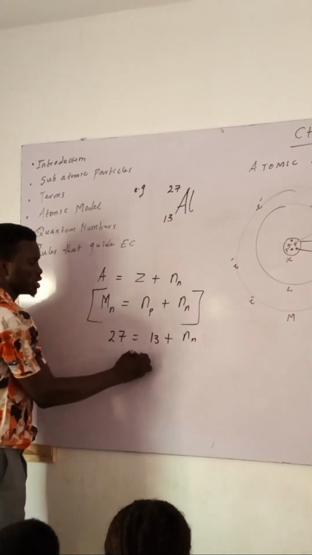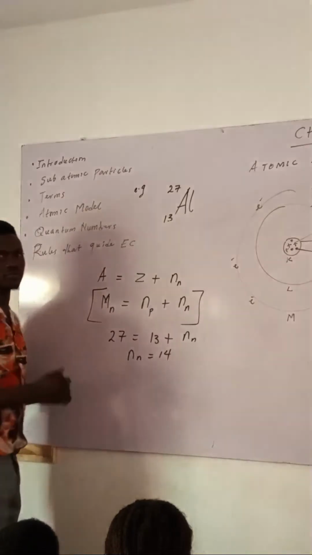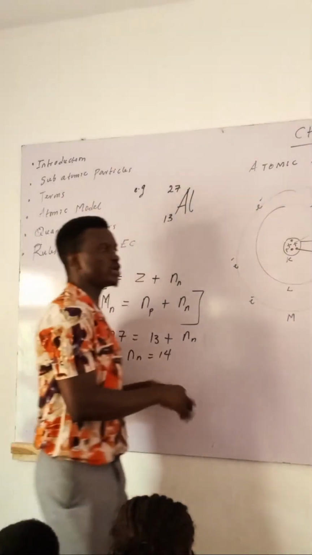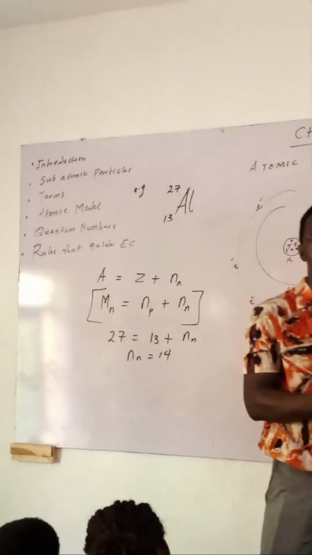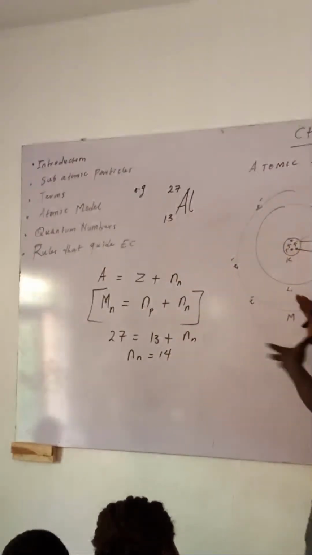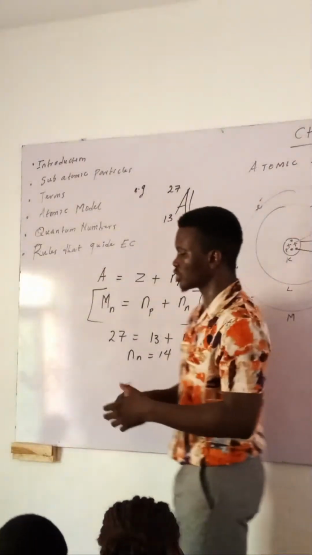So the number of neutrons is going to be 14. Is that taken? As we move on, you still see that there is a difference in what I'm talking about. So that is the introduction to atomic structure.